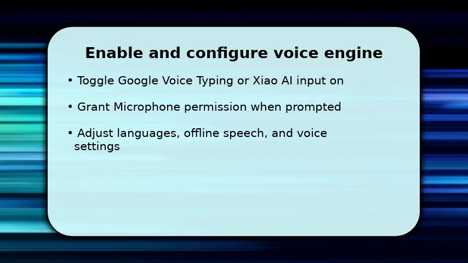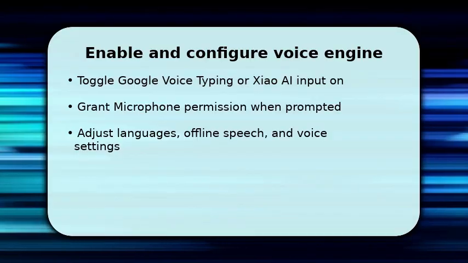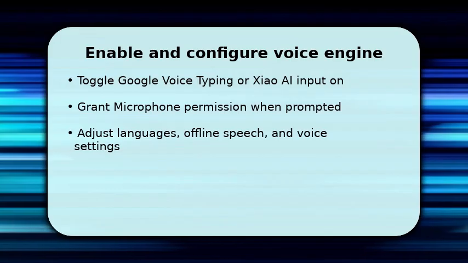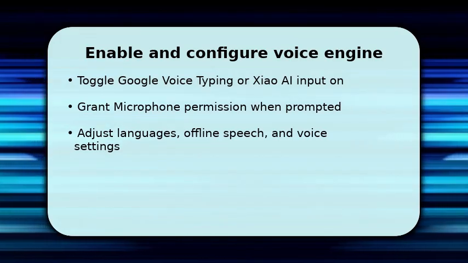Once enabled, tap the engine name to open its settings and choose your preferred language. Enable offline speech if you need it without data, and test the recognition language. These settings improve accuracy and let you use voice typing reliably across apps.